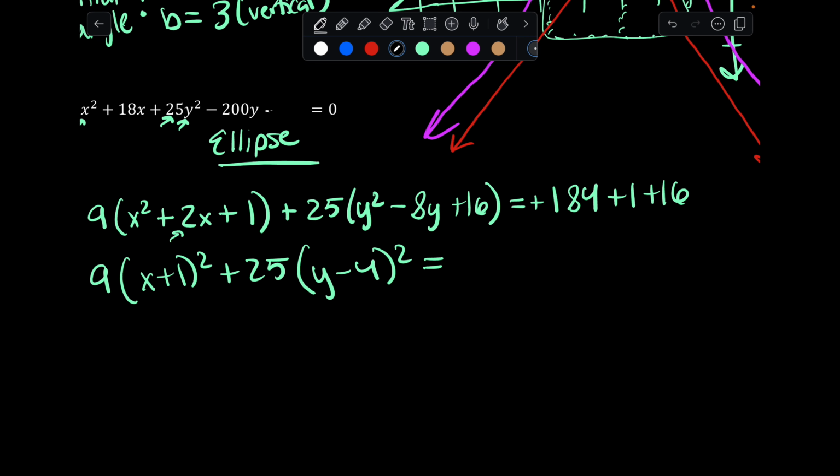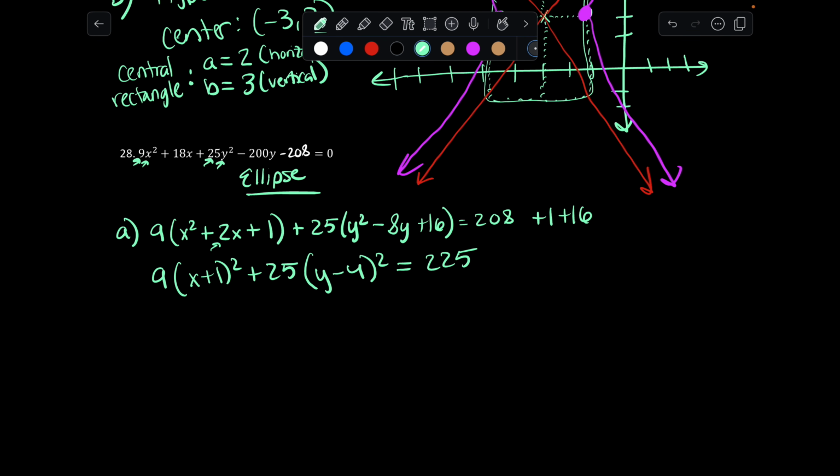So for that constant there, let's go ahead and put plus 208 or minus 208. So then that means this will be plus 208 plus 1 plus 16, and we end up with 225. That way we end up with integer values so we can sketch this accurately.